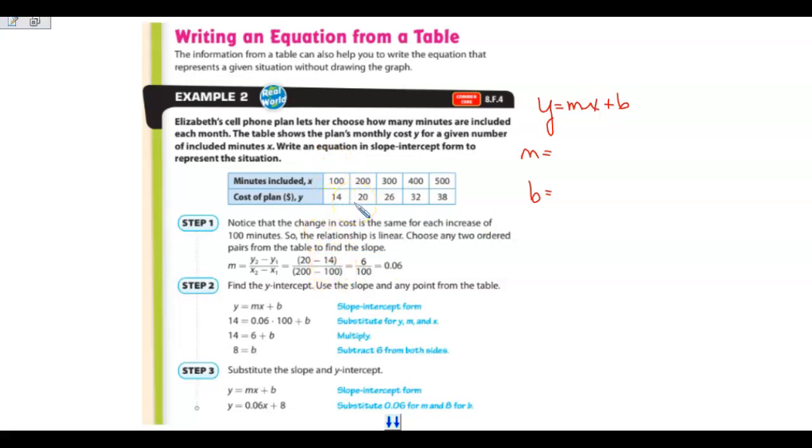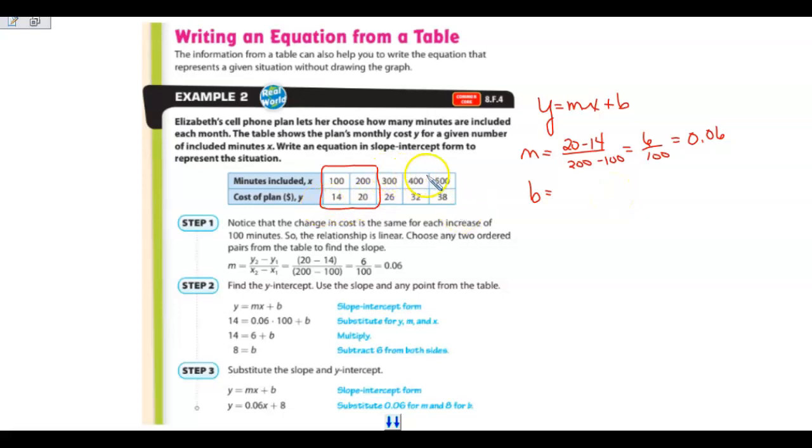All right, so we have all these. We can pick any two to find our slope. Our y's are the 20 and 14, so 20 minus 14, and 200 minus 100. And that's going to give us 6 over 100. And we can simplify that down to a decimal of 0.06. Okay? Our y-intercept, there's 2 ways we can do this.